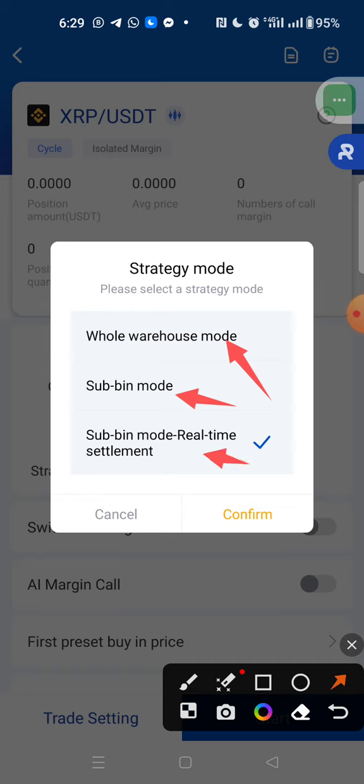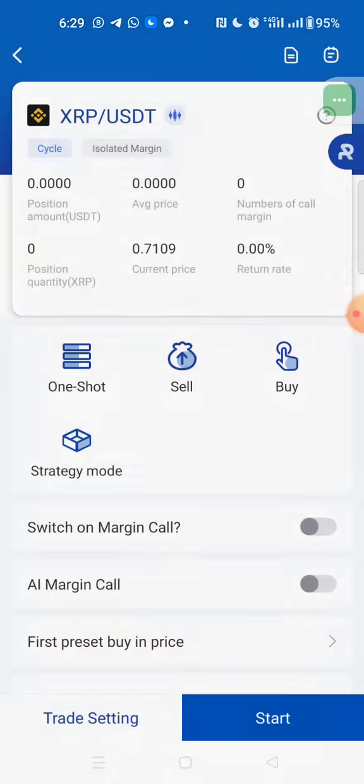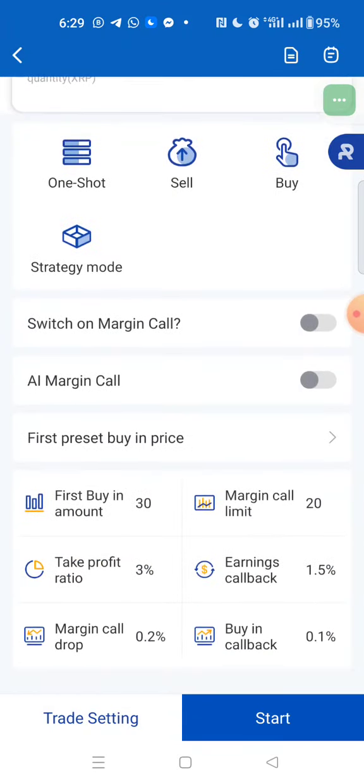When the robot sells what it has bought from 5, 6, 7, whenever it sells, it returns your profit. One, it charges you fuel fee, and two, it returns your capital. So in the sub-bin mode, it will return your capital, but it will not return your profit. But this you learn with time. That's not the main thing you need to get worried about.